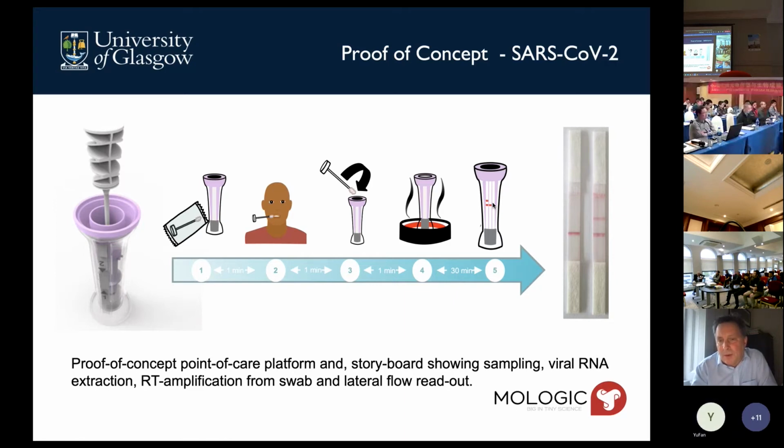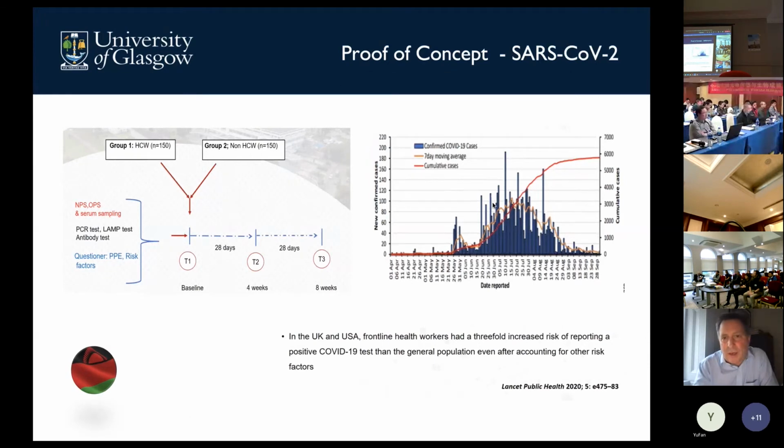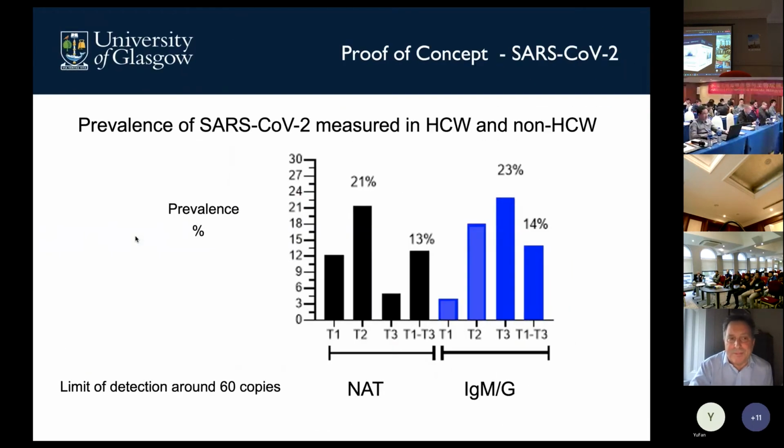But we're doing a triplex test that is able to distinguish between influenza, RSV, and SARS-CoV-2. And we've been testing this within Malawi, actually. So we've had quite a complicated study here of doing serum sampling, of doing PCR testing, of doing our isothermal testing, and looking at infection levels. And actually, the study involved comparing healthcare workers and non-healthcare workers.